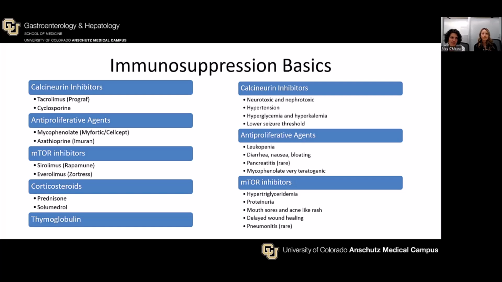One important point to make about mycophenolate, it is very teratogenic. So in female transplant patients of childbearing age, it is very important that we want them on contraceptives while they're taking this medication. And then definitely discussing with us if they are desiring to start a family, as we would need to transition their medications off of the mycophenolate.